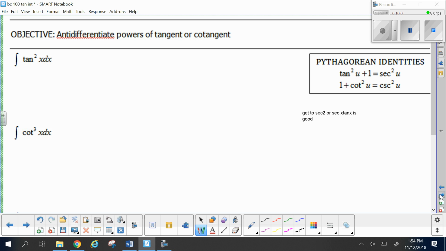Anybody have any ideas? This one doesn't take a genius. You could go sine squared over cosine squared. I definitely probably tried that first myself. I can tell you that goes nowhere. Try something else.